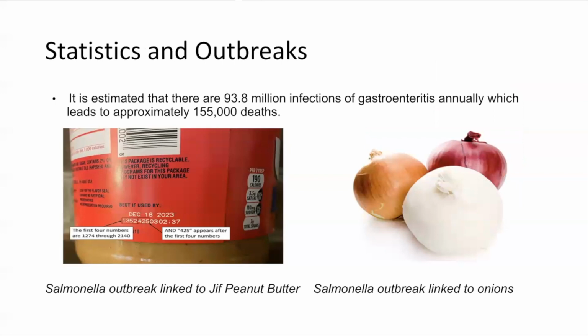Salmonellosis, a bacterial disease that impacts the intestinal tracts of animals, is a cause for public health concern due to its large morbidity and mortality around the world. It is estimated that there are 93.8 million infections of gastroenteritis annually, which leads to approximately 155,000 deaths. Of these cases, it is estimated that the majority is caused due to food or water contaminated with fecal matter from animals. Focus will now be placed on two outbreaks, the first one being the outbreak that was linked to Jif peanut butter and the outbreak that occurred in 2021 due to onions.